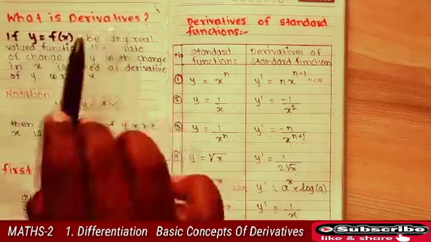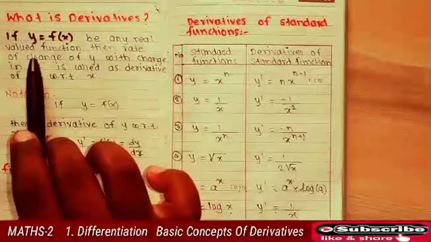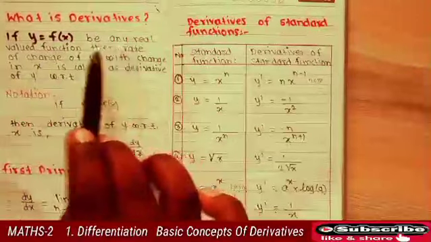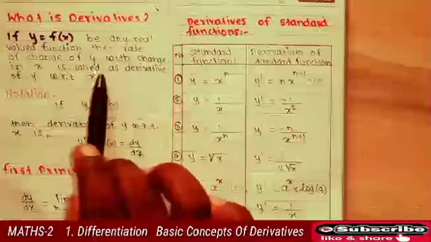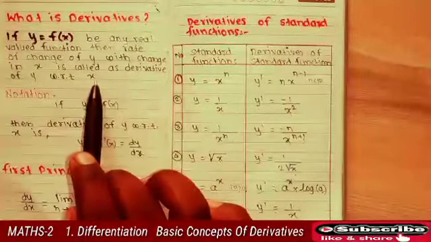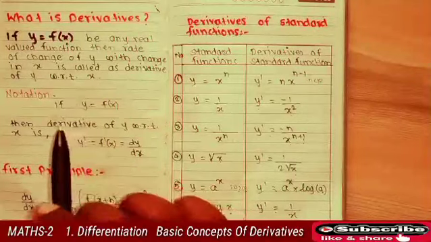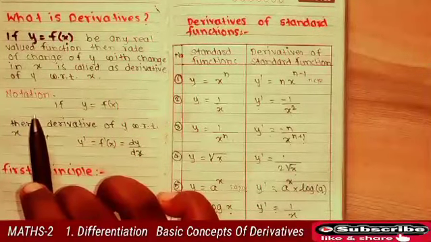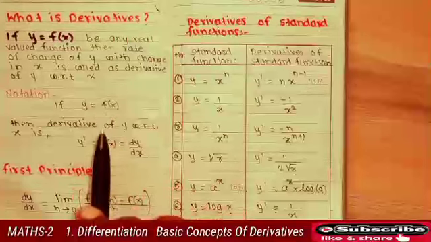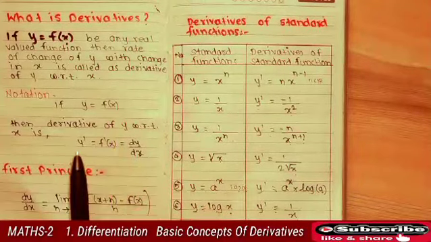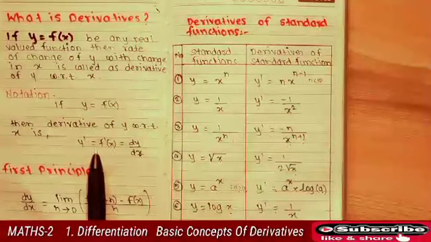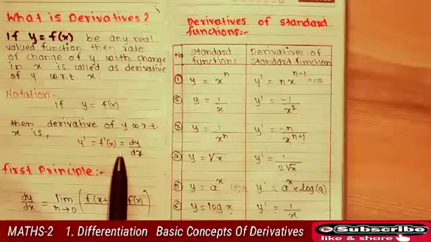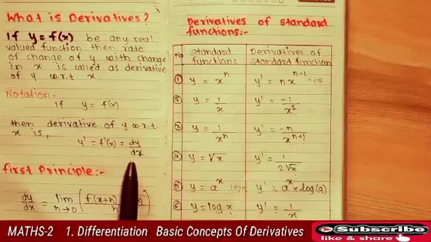What is derivative? So look at the definition. If y equals f of x be any real valued function, then the rate of change of y with change in x is called the derivative of y with respect to x. So just look at the notation. If y equals f of x be any given function, then its derivative with respect to x will be y dash, or it can be written as f dash x, or it can be written as dy by dx.